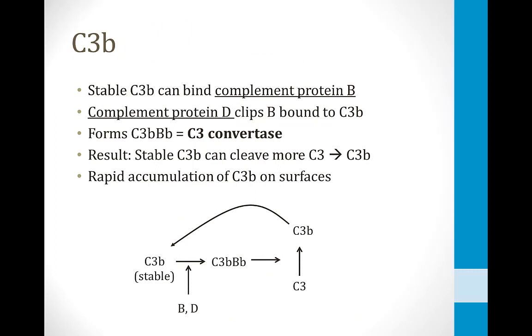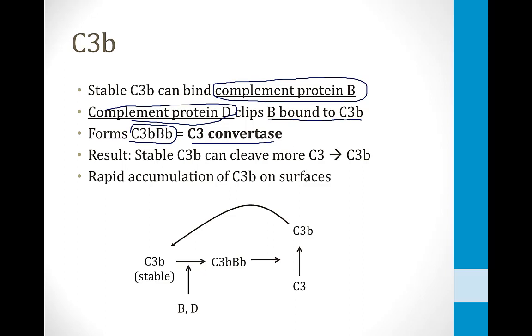The reason stable C3b is so effective via the alternative pathway is because stable C3b can create more of itself via a positive feedback loop. The way this works is that stable C3b binds to something called complement protein B. And then there is another complement protein called protein D, which can clip B that is bound to C3b. This creates a molecule called C3bBb, and C3bBb is a C3 convertase, which can make more C3b. So the result of all this is that once the alternative pathway creates stable C3b via binding to one of those surfaces I just mentioned, the stable C3b can cleave more C3 into C3b.